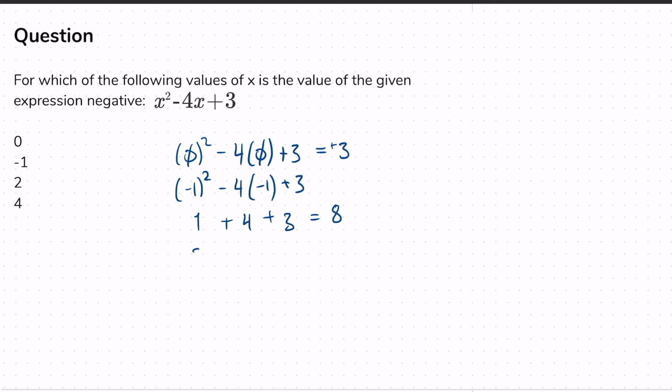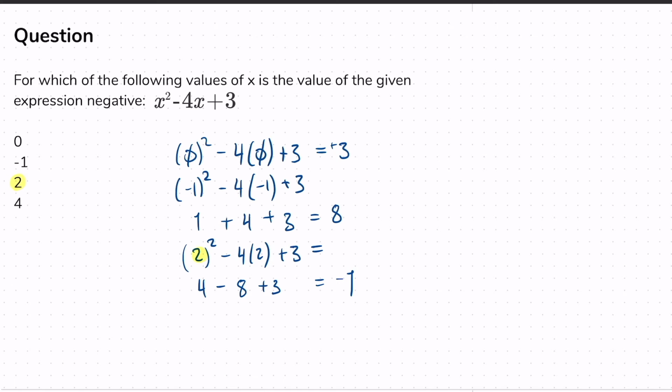So what about 2? Right, so that's 2 squared minus 4 times 2 plus 3. 4 minus 8 plus 3. That's going to equal negative 1. Okay, so far, this works. So far, the 2 gives us a negative expression.